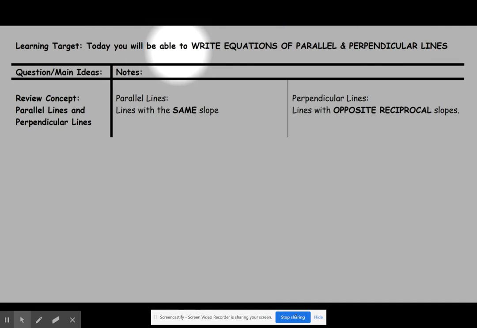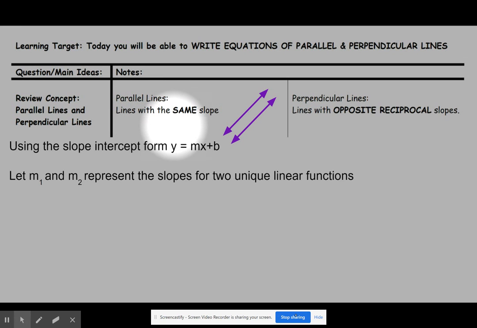Today, you will be able to write equations of parallel and perpendicular lines. Let's start by reviewing our concept of what parallel lines are. The geometry definition says that they are two lines that never intersect and exist in the same plane. Well, we're going to add a little bit more to it. You can see my definition here, the algebra definition, says that they have the same slope.